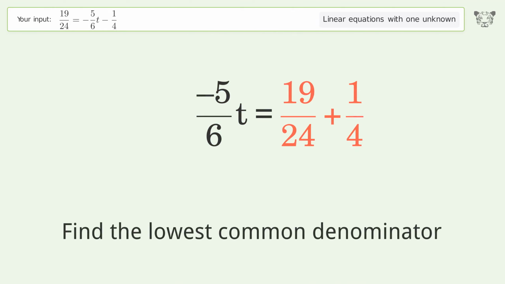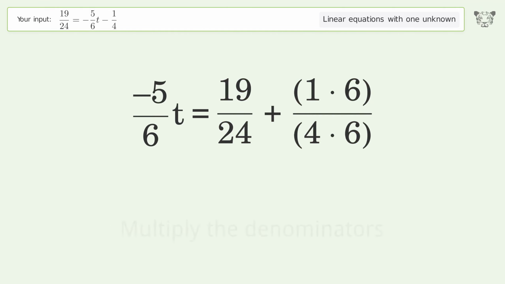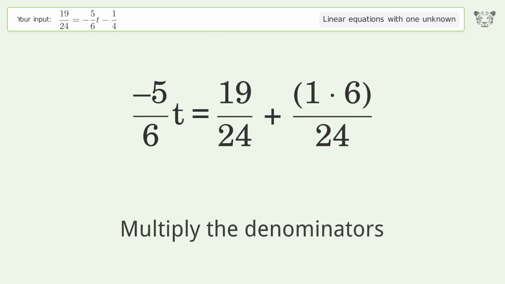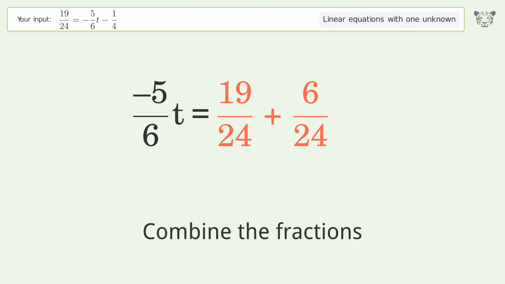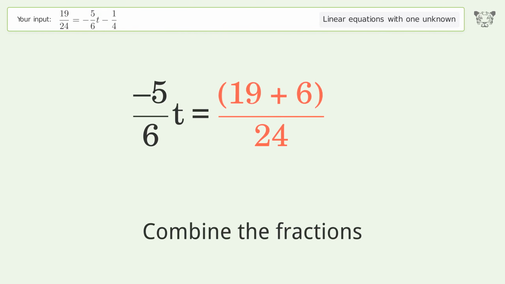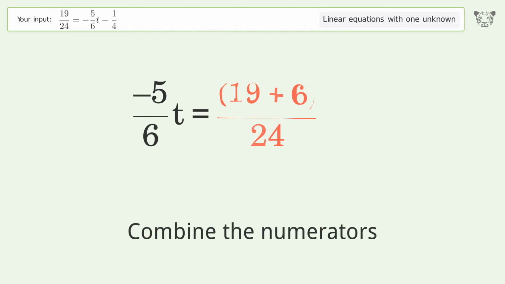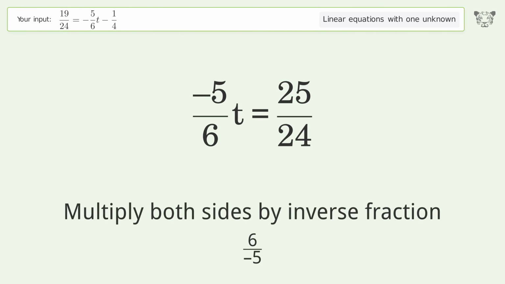Find the lowest common denominator. Multiply the denominators. Multiply the numerators. Combine the fractions. Combine the numerators. Isolate the t. Multiply both sides by inverse fraction 6/5.